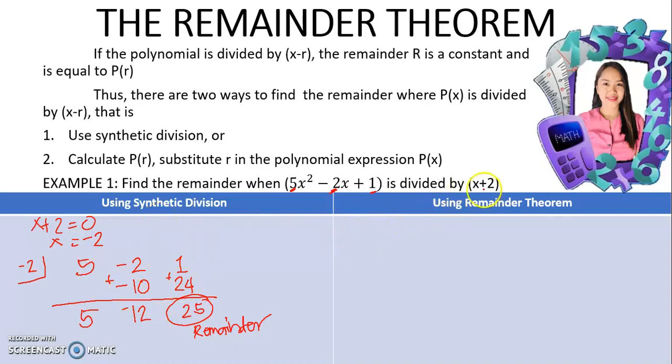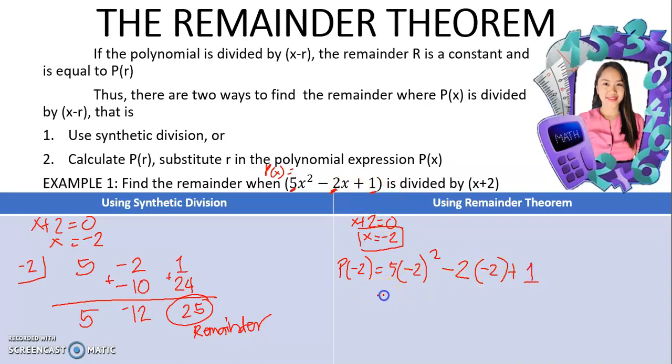Now, let us use the remainder theorem. So, the same, in remainder theorem, you have to equate x plus 2, or your divisor, to 0. So, x is equal to negative 2. So, you will substitute negative 2 to all x sa dividend. So, let's say this is p of x, so p of negative 2 equals 5. X here will become negative 2 squared minus 2. Your x here will become negative 2 plus 1.